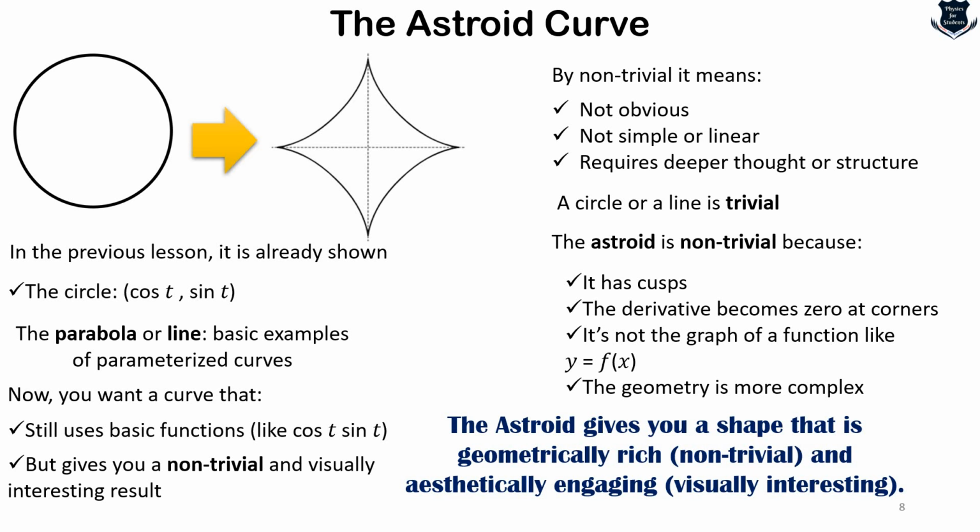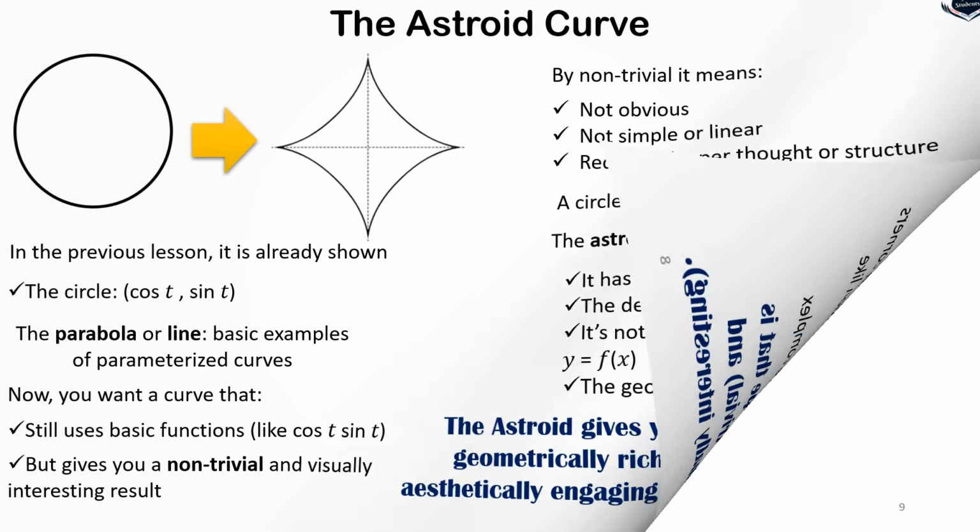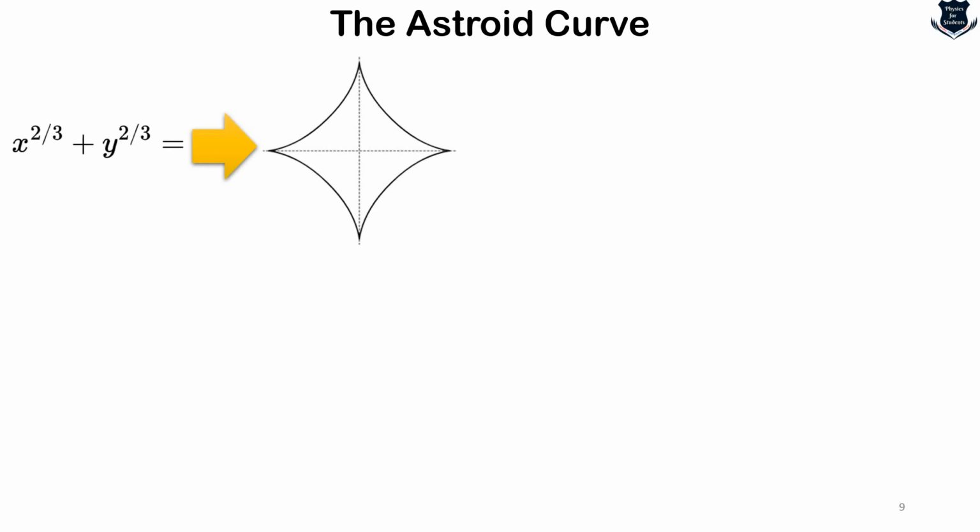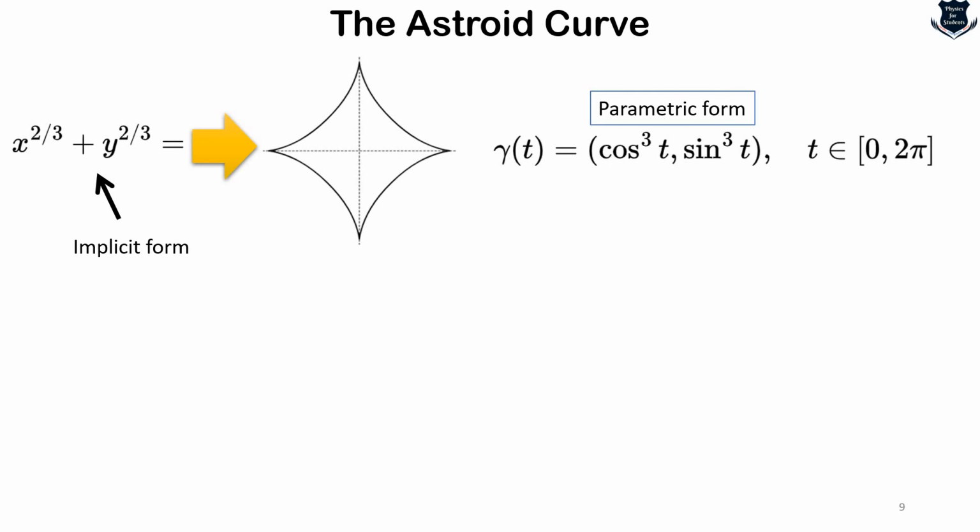So the question is, what is the mathematical equation which will give rise to the astroid? If you're talking of the astroid, x to the power 2/3 plus y to the power 2/3 equals 1. That is basically a typical example of an astroid. So this is a static equation. Remember, this is an implicit equation. It tells whether a point lies on the astroid, but it does not tell how a particle moves around.